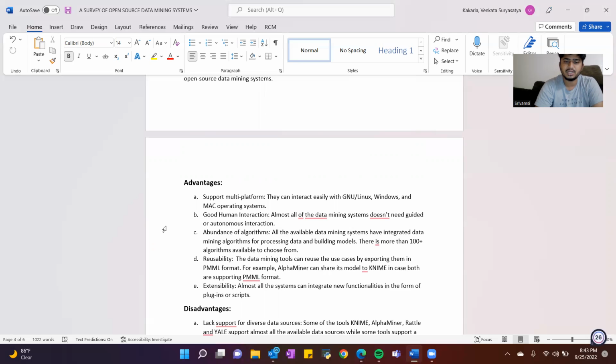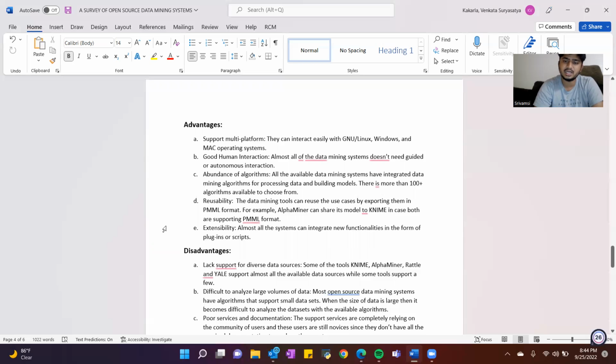Reusability: the data mining tools can reuse use cases by exporting them in PMML format. For example, Alpha Miner can share its model with KNIME in case both support PMML format. Extensibility: almost all the systems can integrate new functionalities in the form of plugins or scripts. These are all the advantages stated by the author.